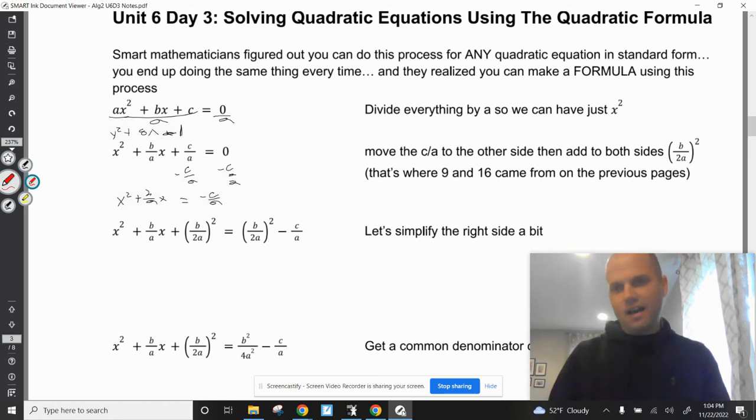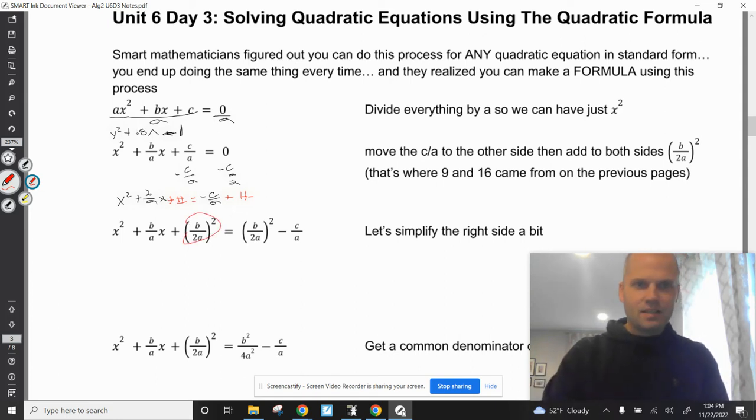Then they figured out, kind of reverse factoring, what is the number that we need to add to both sides? That goes right here and right there. What's the number that always needs to go right there, so that I can factor this left side? And when I factor this left side, it's a perfect square. And they realize that number is b divided by 2a, squared. Let's think about it like that.